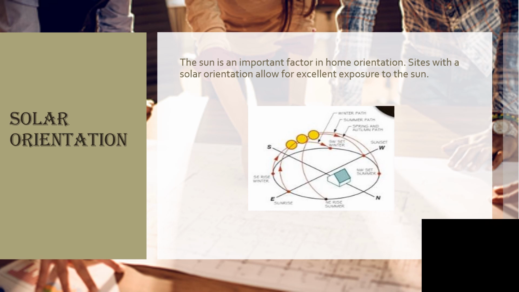Solar orientation. The sun is an important factor in home orientation. Sites with a solar orientation allow for excellent exposure to the sun. There should not be obstacles such as tall buildings, evergreen trees, or hills that have the potential to block the sun. Generally, all sites located on a south slope have these characteristics. When a site has southern exposure that allows solar orientation, a little basic astronomy can contribute to proper placement of the structure.